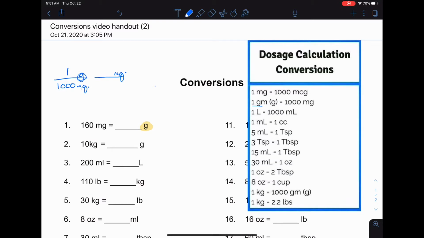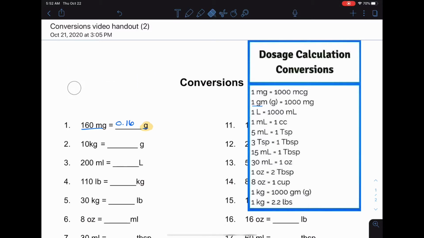So I need to get rid of milligrams. So we look here in our problem, we've got 160 milligrams, and those cancel. And so if we look at our problem, now all we've got left is grams on top. So that's cool, that's where we're trying to go. You can put that over 1 and then solve. So 160 divided by 1,000 is 0.16 grams.